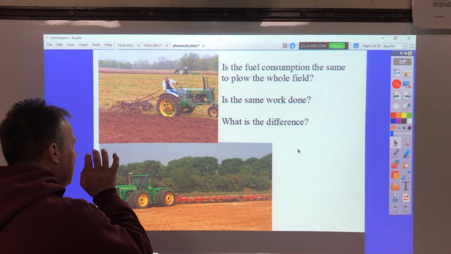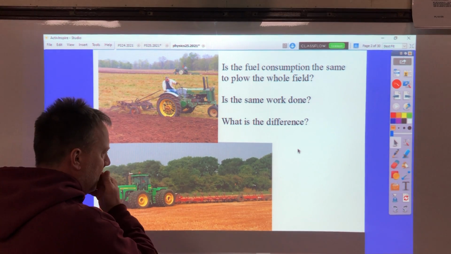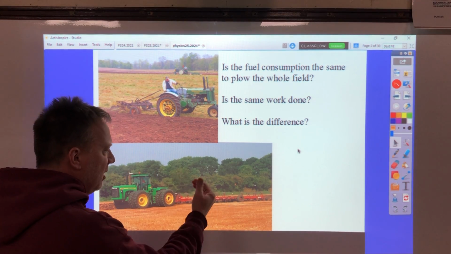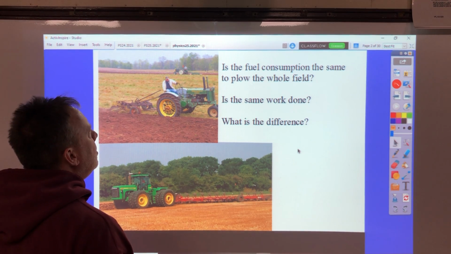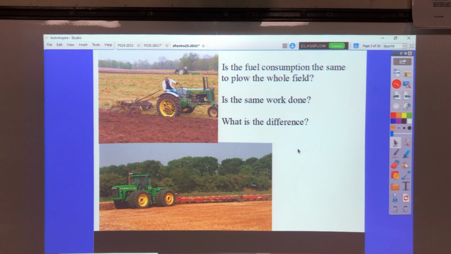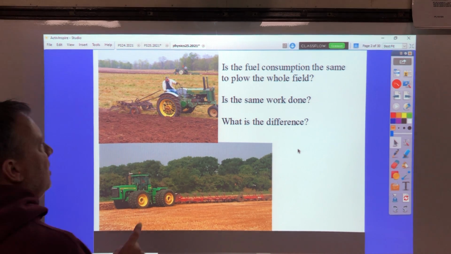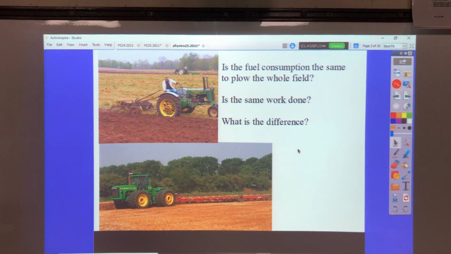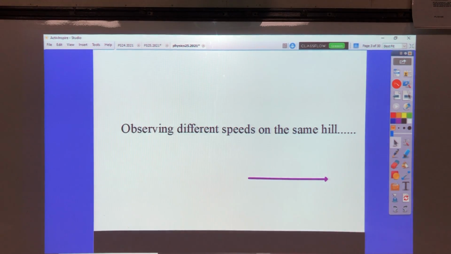To get the dirt does the same amount of work. And let's say these are all the same width and depth of plowshares on the same soil. It should be the same work done. The difference is the time. This is much faster. So you're doing the work at a greater rate.